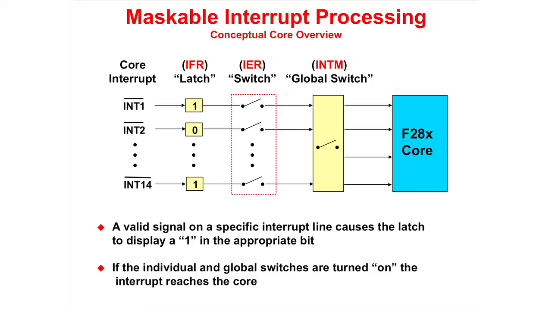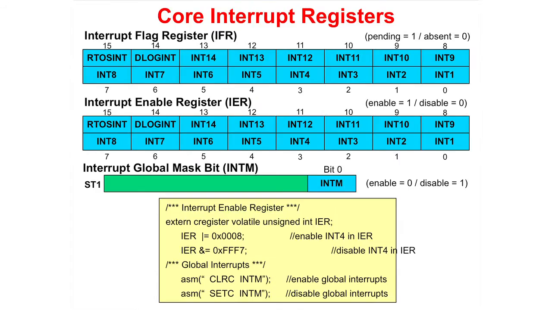The interrupt flag register gets set when an interrupt occurs. Once the core starts processing an interrupt, the INTM switch opens to avoid nested interrupts. The core interrupt registers consist of the interrupt flag register, interrupt enable register, and interrupt global mask bit. Notice that the interrupt global mask bit is 0 when enabled and 1 when disabled.